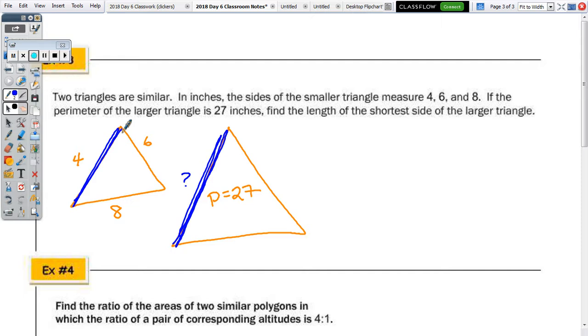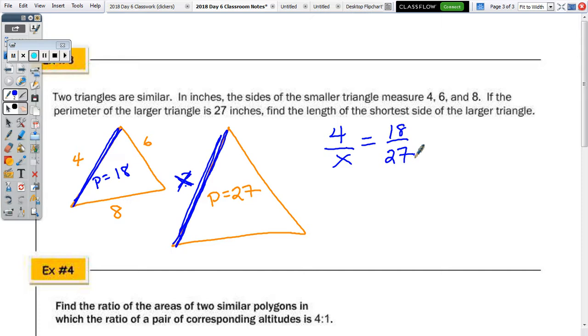So the length of the shortest side of this larger triangle has to correspond with the length of the shorter side of the smaller. So 4 to x, I'll let this side be x, equals, similarity ratio is the same as the ratio of the perimeters, and we can calculate the perimeter here, 6 plus 4, 10 plus 8, 18. So 4 to x equals 18 to 27.